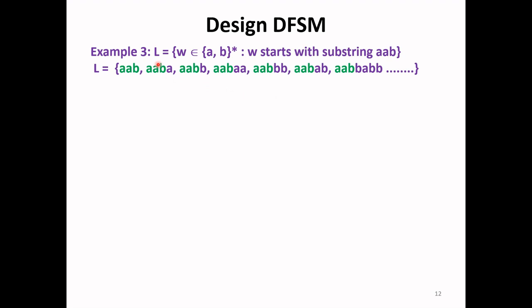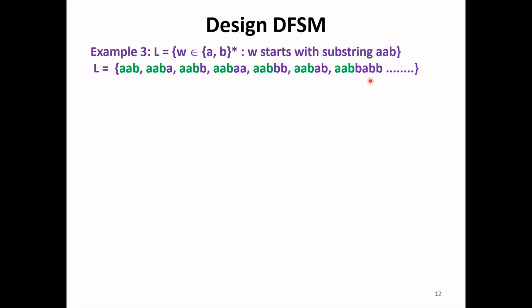The third language consists of all possible strings of A's and B's starting with the substring AAB. That is, possible strings in this language are AAB. So first you may have AAB, and after that you may have any number of A's and B's.